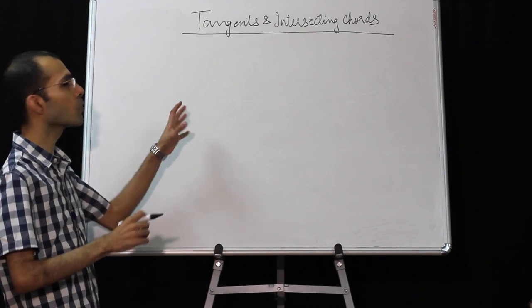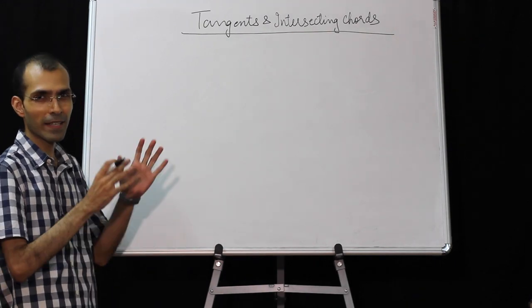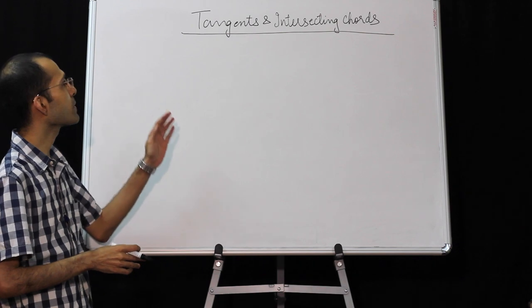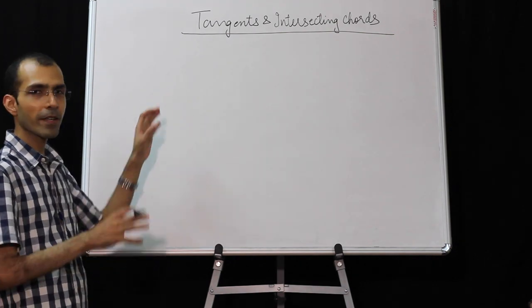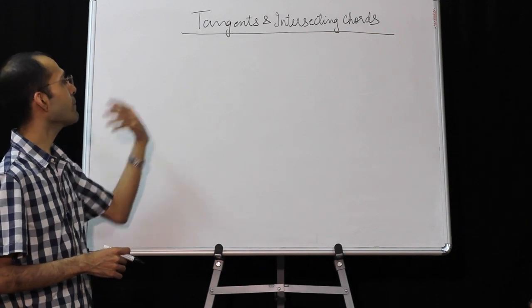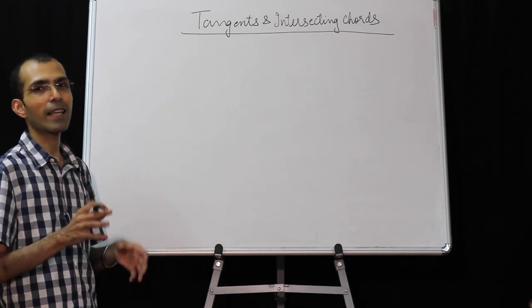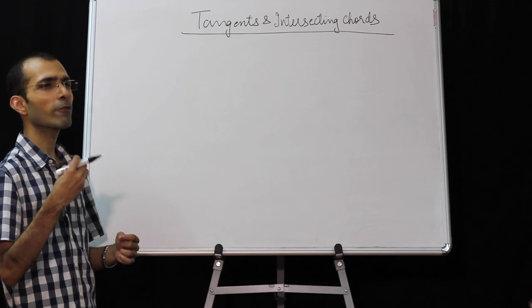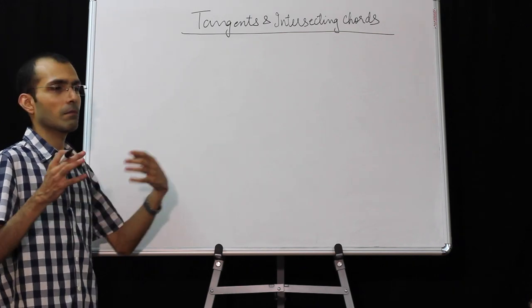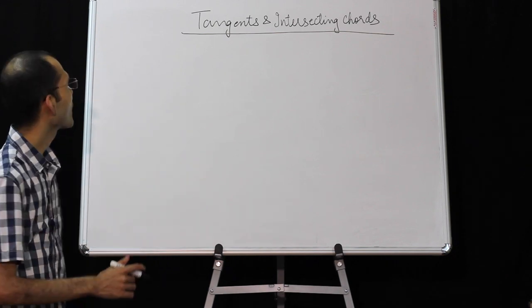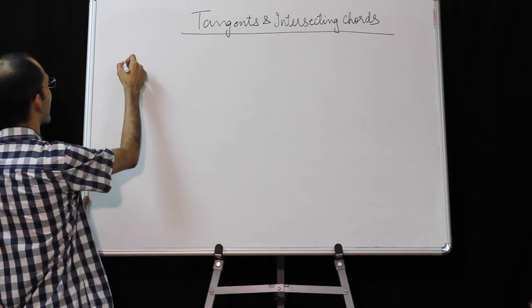Here there are two concepts. You have concepts based on angles and you have concepts based on lengths. First we will take concepts based on angles and then we will come to concepts based on length, because those are few and very few sums are there. But concepts based on angles, there are many sums. Let us see the first concept.